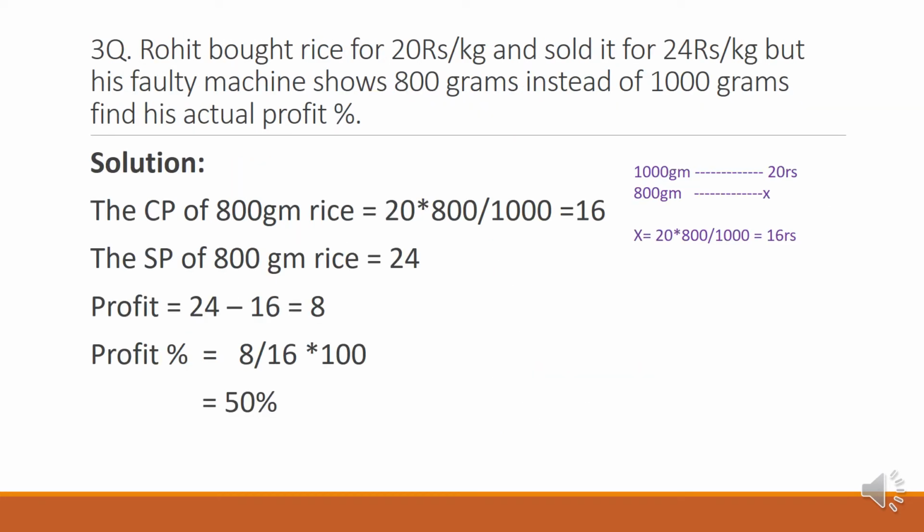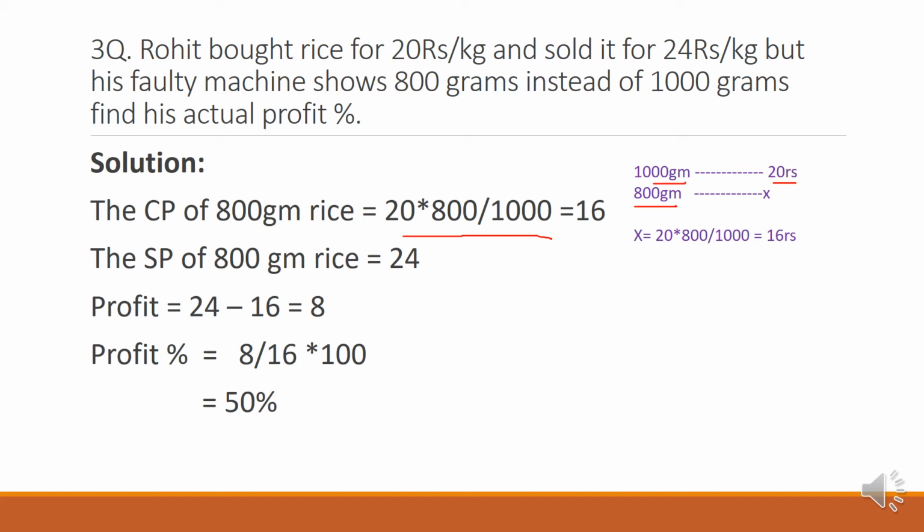Rohit bought rice for 20 rupees per kg and sold it for 24 rupees per kg, but his faulty machine shows 800 grams instead of 1000 grams. Find his actual profit percentage. So here he bought 1000 grams for 20 rupees. Then for 800 grams his cost price will be 20 into 800 by 1000, which is equal to 16.